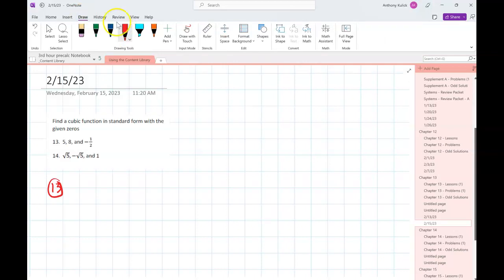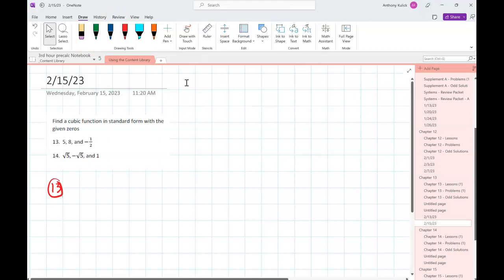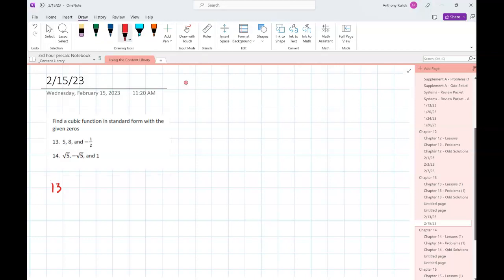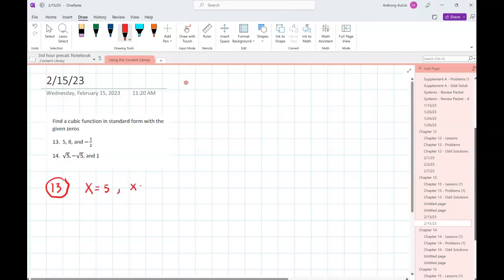So let's run through how to do this. We're told that 5, 8, and -1/2 are all zeros, correct? So that means that x equals 5, x equals 8, and x equals -1/2 are all solutions.